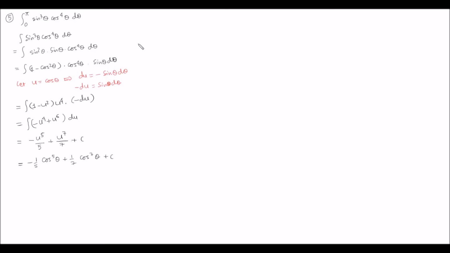So now once we have done the indefinite part, let us go to figure out the definite part of this integral. Here I have written down the definite part of the given integral. The integral from 0 to pi of sine cubed theta cosine to the power 4 theta d theta would be negative 1 by 5 cosine to the power 5 theta plus 1 by 7 cosine to the power 7 theta from 0 to pi. Let us solve this. We would just plug in the upper limit minus plug in the lower limit.